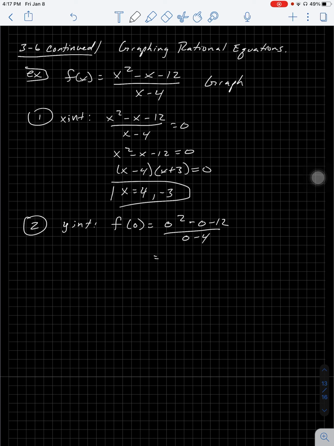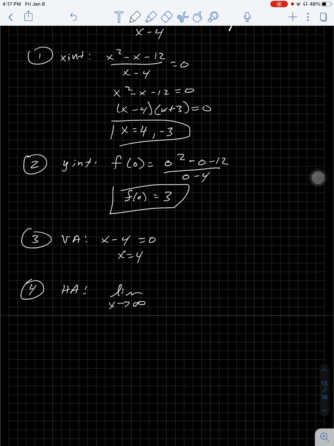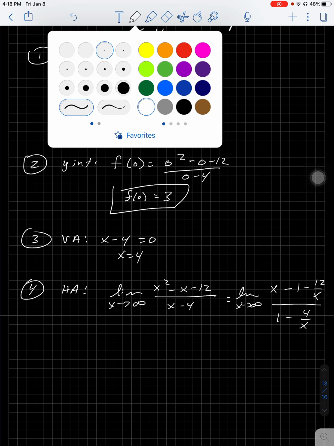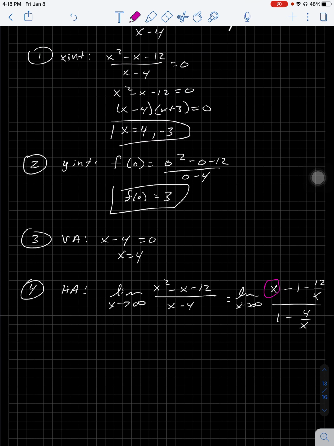I take my horizontal asymptotes, the limit as x goes to infinity, and I'm going to divide everything by the highest power of x in the denominator, which means we're going to divide everything by x. So let me write the original function, and then we'll divide. So this is going to be the limit as x goes to infinity of x squared over x is x, x over x is 1, 12 over x over x is 1, and 4 over x. Now look at what happens. This right here is the unique part.